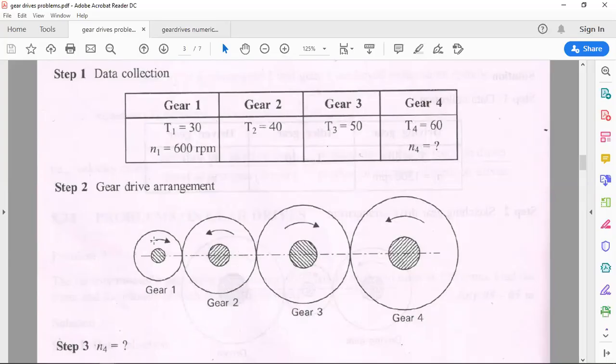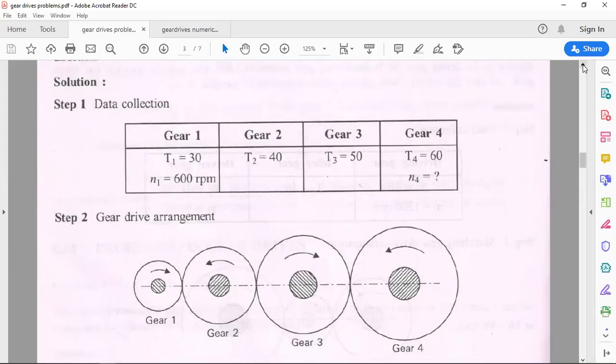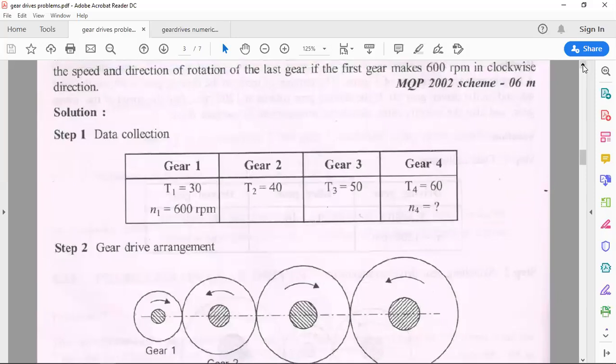So finally, the last gear rotates in an anti-clockwise direction. He's asking what is the speed and the direction of rotation of the last gear. So the last gear rotates in anti-clockwise direction, which you need to write at the end.